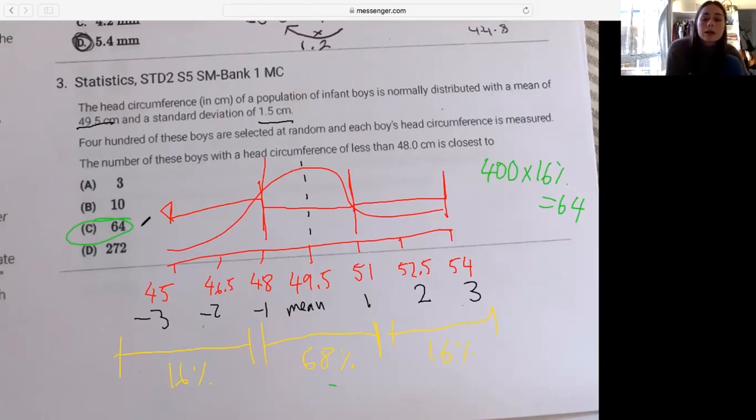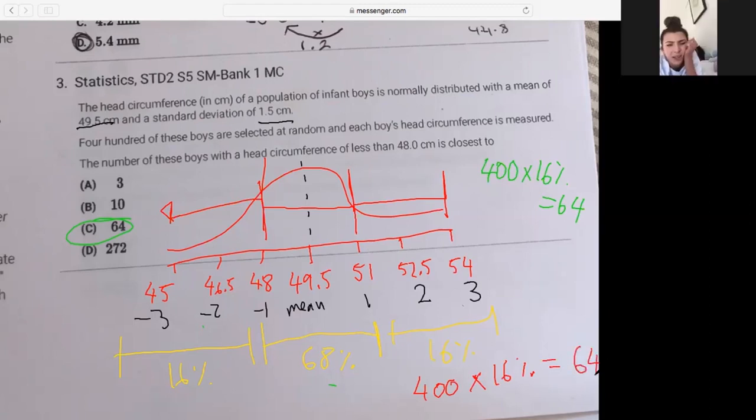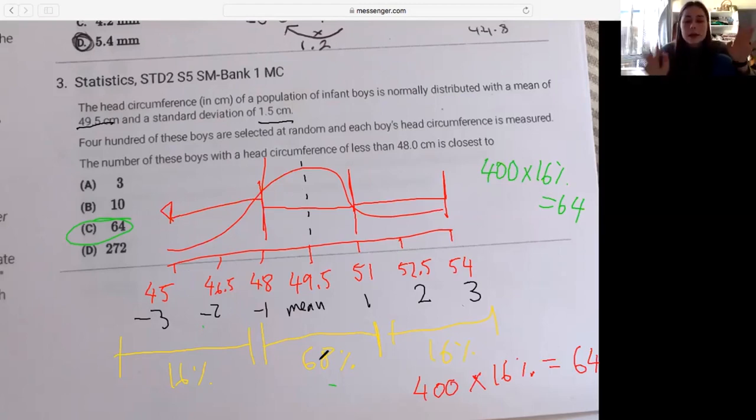And then it wanted an actual number. And so if we know that 400 boys in total, and we know that we had 16% of 400 below, you can just put 400 times 16% into your calculator, and it should give you 64. Right. So that's how you use the standard deviation and you use the normal distribution.